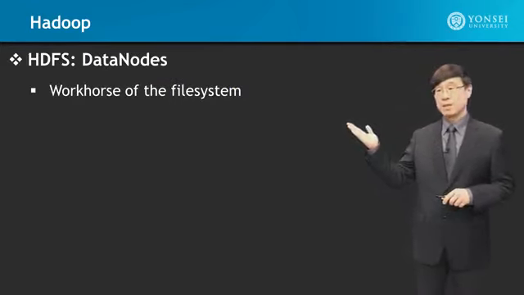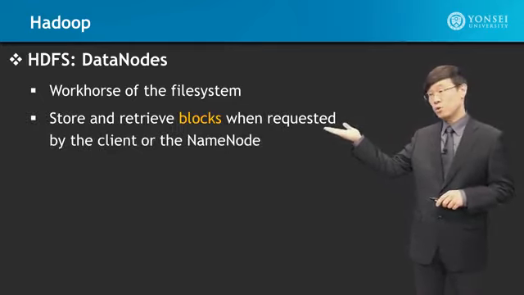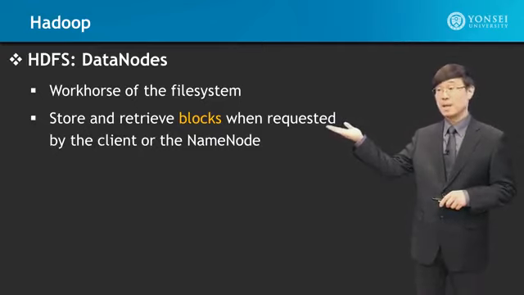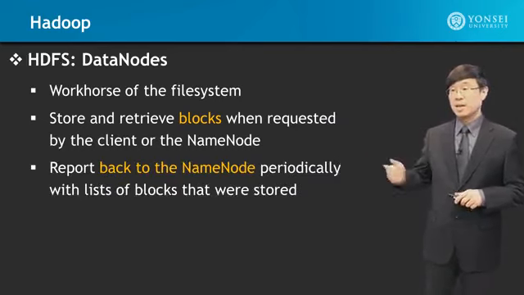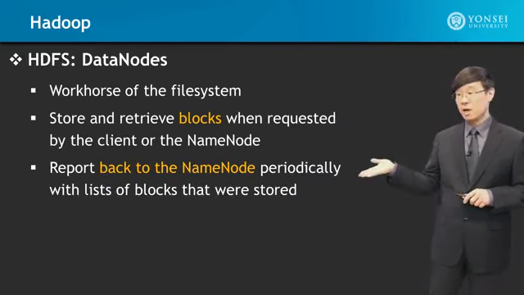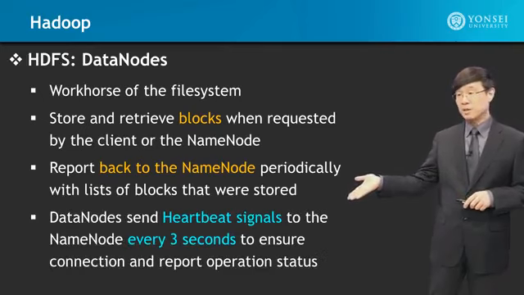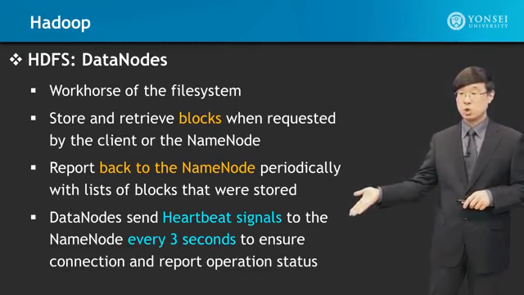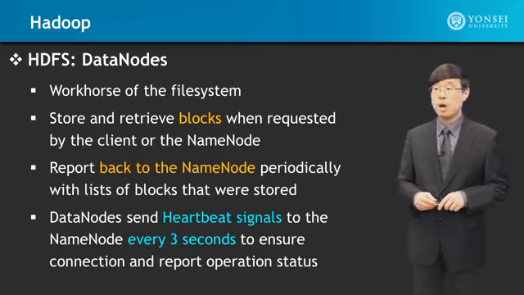Data nodes. This is the workhorse of the file system. It is used to store and retrieve blocks, which are the default size of 64 megabytes, when requested by the client or the name node. Then, it needs to report back to the name node periodically with lists of blocks that were stored. Data nodes send heartbeat signals to the name node every 3 seconds to ensure connection and to report operation status.